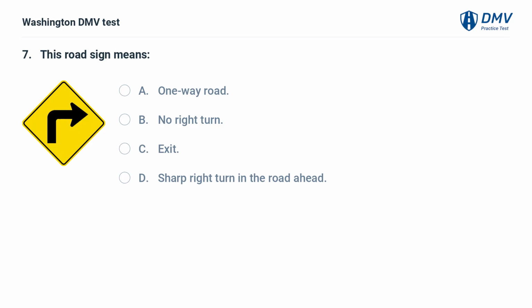This road sign means A. one-way road. B. no right turn. C. exit. D. sharp right turn in the road ahead. D. sharp right turn in the road ahead. This sign indicates that there is a sharp right turn ahead.